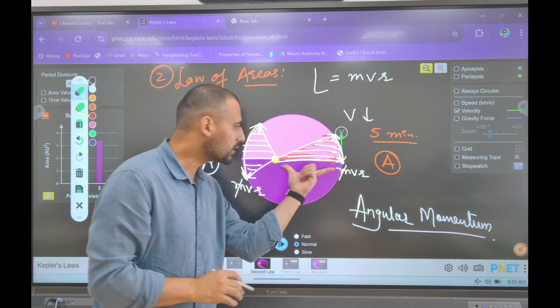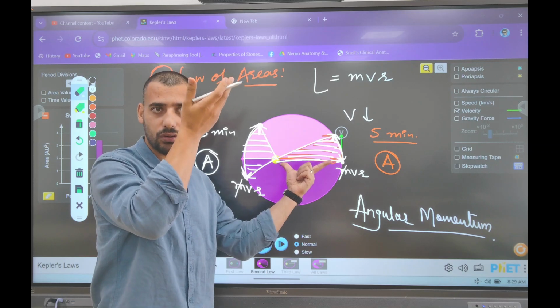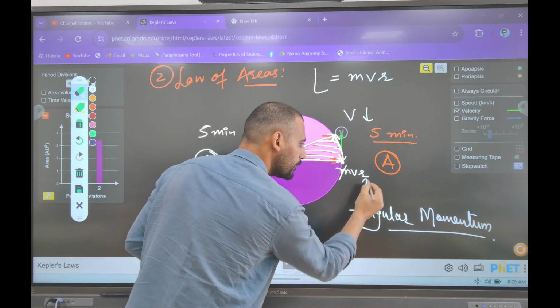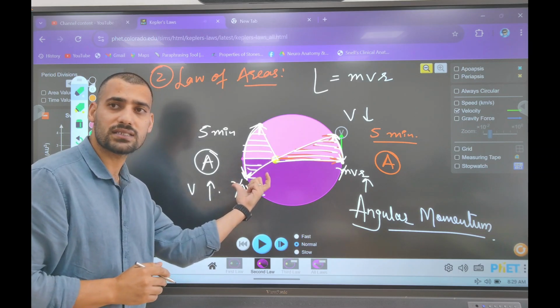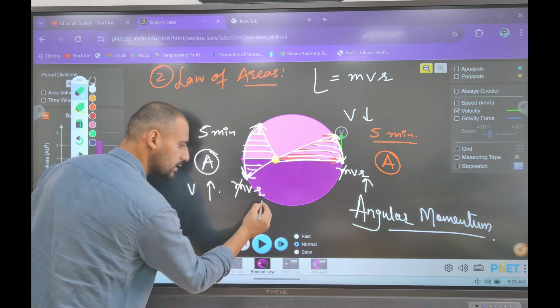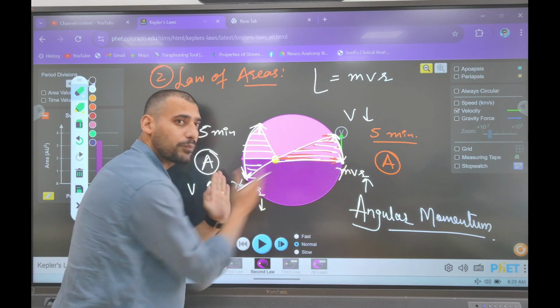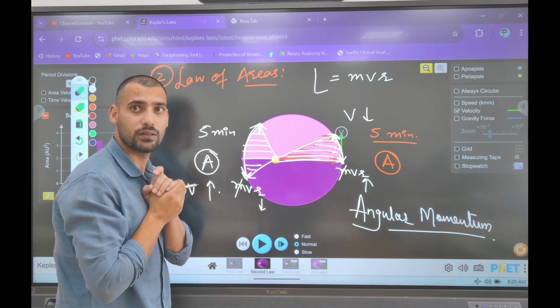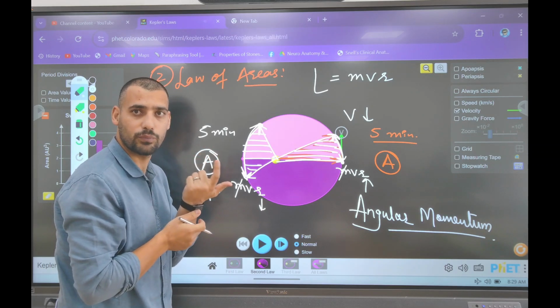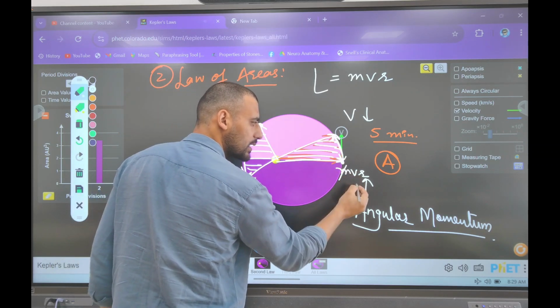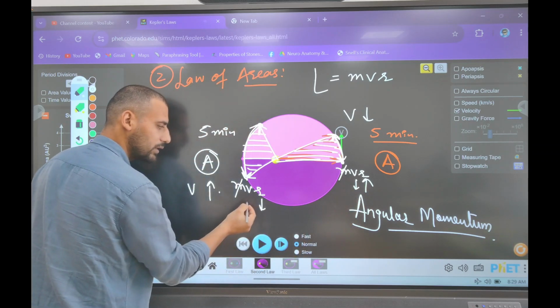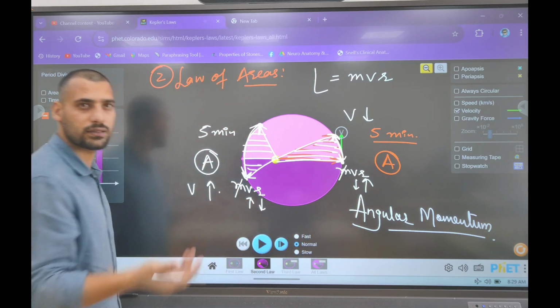Now, as per the concept that the angular momentum is conserved, can I say mass and mass will cancel because it is same at both the points, right? But at this point, the distance is more. At this point, the distance is less. But in order to keep the product equal, how is it possible? There is only one possibility, that when the planet is here, its speed should be low, and when the planet is here, its speed should be high, isn't it?